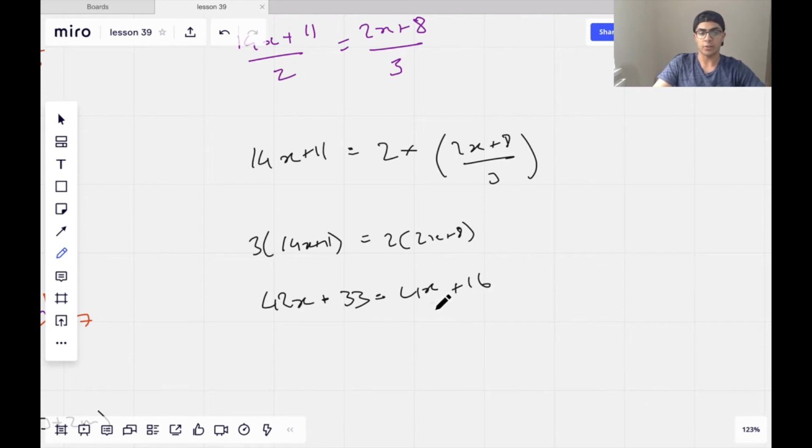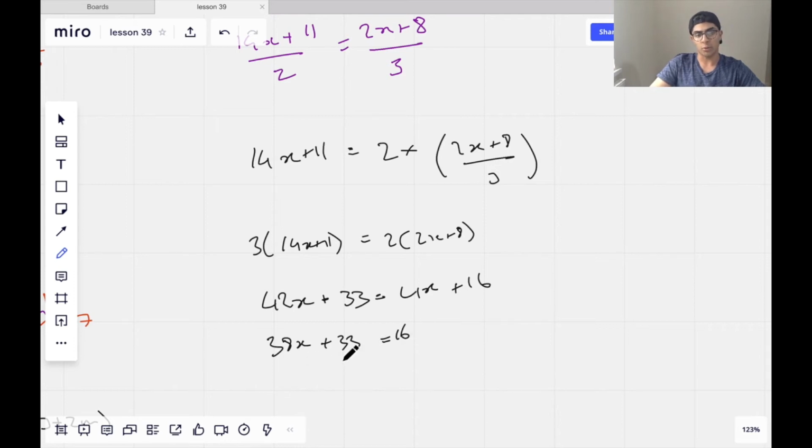Again, let's collect our like terms. So we want to minus 4x from both sides. I'm not going to write minus 4x again, so you can just do this in your head. So you minus 4x from both sides, so this 4x will go away, and you take away the 4x from this left-hand side. So 42 minus 4 is 38, so 38x, plus 33 is equal to 16.